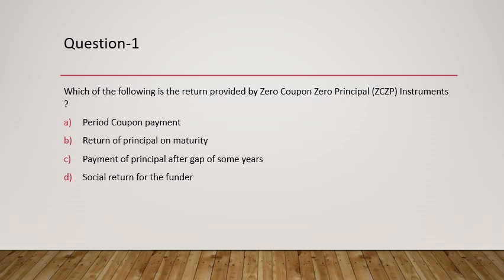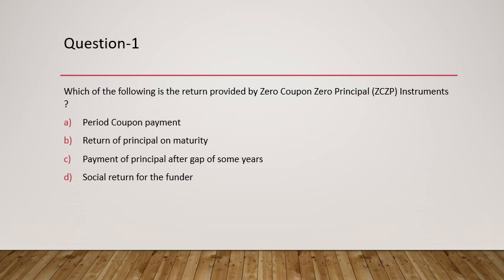So the question relates to that, which is: which of the following is the return provided by a zero coupon zero principal instrument? So if you buy a zero coupon zero principal instrument, what should you expect from these instruments is what this question is trying to ask. You have four options: you will get coupon payments periodically, return of principal on maturity, a payment of principal after a gap of certain years, like a deferred payment bond, and social return for the funder.